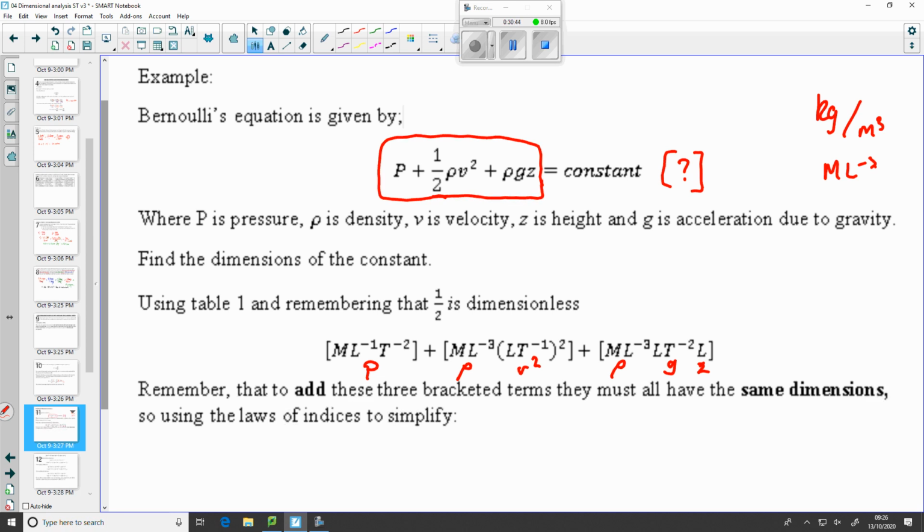The pressure, plus the density times the velocity squared, plus the density times the acceleration due to gravity times the length. Yeah? Okay.